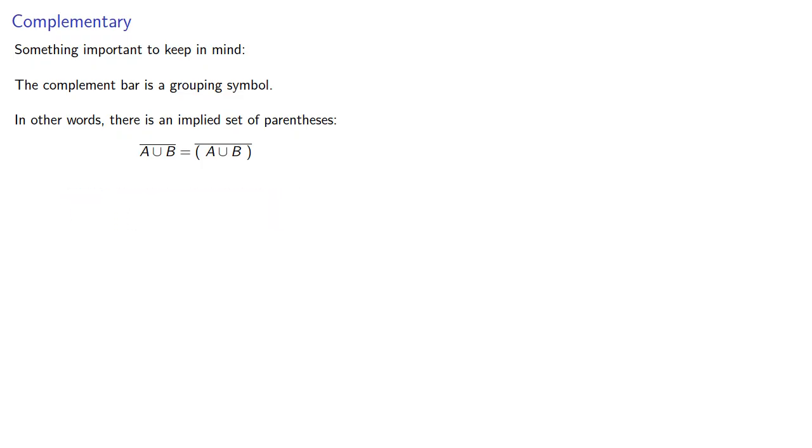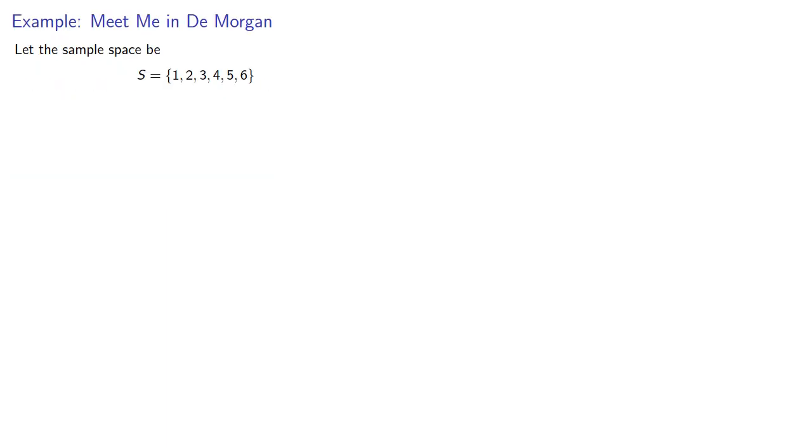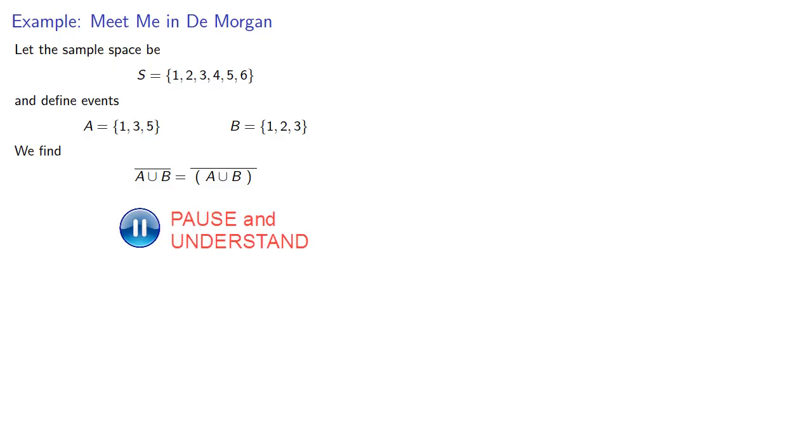Now, if we use our other notation, we would actually need to write out the parentheses explicitly. So, for example, let our sample space be 1 through 6, and we'll define two events, A, 1, 3, 5, and B, 1, 2, 3. So this complement of a union, again, because that complement bar extends over the union A, union B, we should regard A union B as being inside a set of parentheses. So we have to take care of it first.